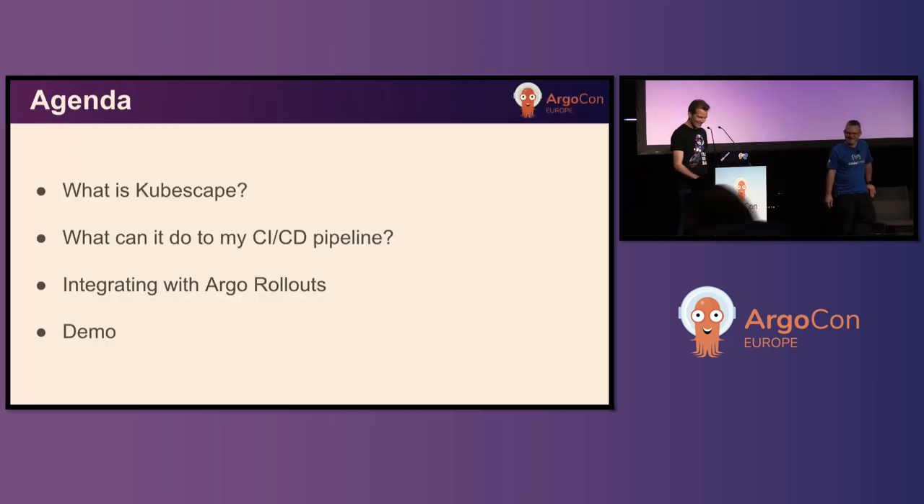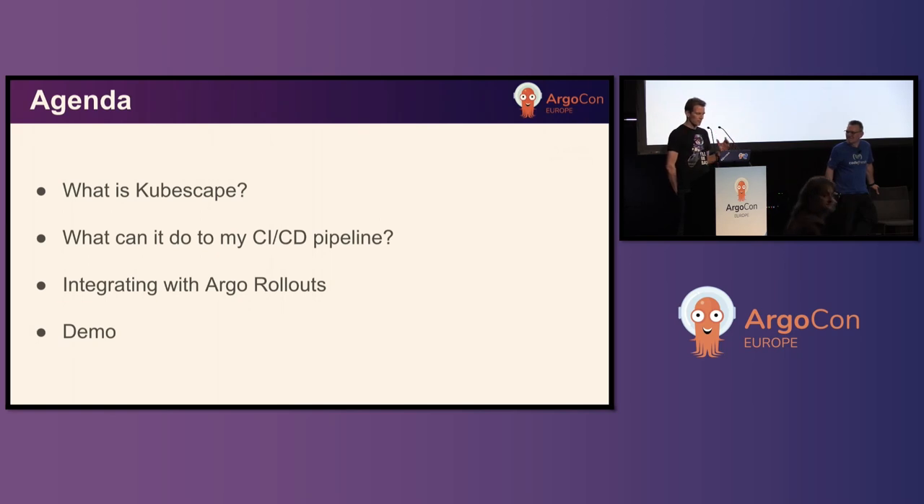All right. So this is our agenda for today. First, I'm going to speak about Kubescape. What is it? Then how we can integrate Kubescape into your CI/CD pipeline. And then Laurent will talk a little bit about Argo Rollouts, what it is, for the few people I'm sure that don't know what it is in this room. And then we'll do a demo of Kubescape used in an Argo Rollout to basically block a deployment. Yes.